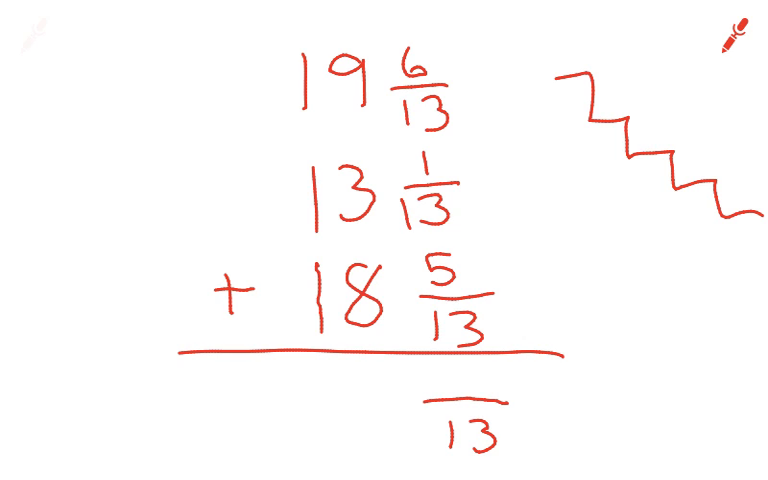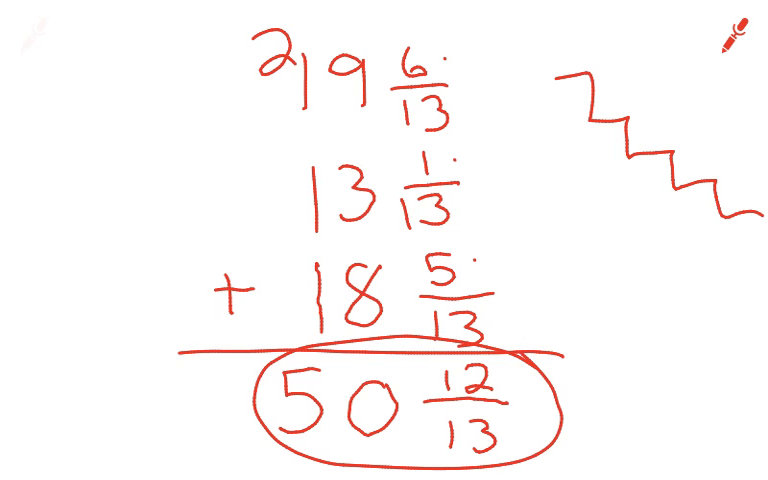And then we need to add up our numerators, which are 6, 1, and 5. 6 plus 1, we get 7. Plus 5 gives us 12. Now let's add up our whole numbers. 9 plus 3 is 12, plus 8 more is 20. So we put a 0 here, carry our 2. 2 plus 1 is 3, plus 1, 4, plus 1, 5. And our answer is 50 and 12/13. Circle your answer, please.